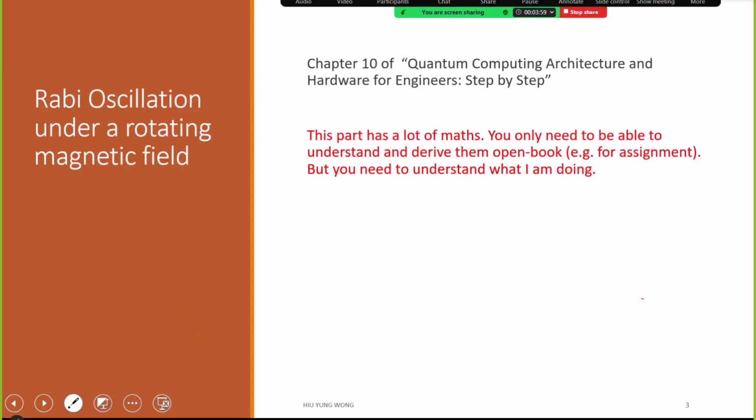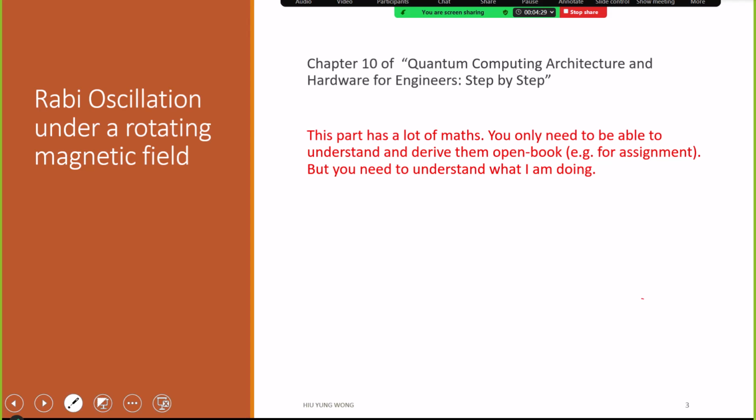Okay, so let's continue from where we left off. This time we look at chapter 10, the rapid oscillation under a rotating magnetic field. We did a lot of math in the previous case, which was a linearly oscillating magnetic field. It is quite boring, or difficult actually, and that's why I asked you to do it in your assignment with sigma y, in another direction. I hope you can learn all those basic things.